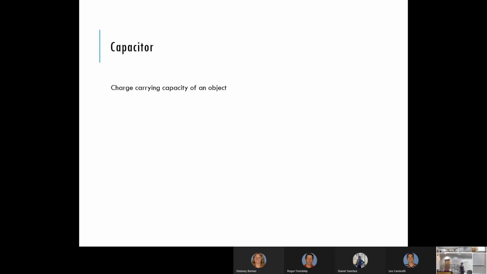If you hear like, okay, well, what is capacitance in reality? You can think of it as a measure of how much charge can be stored by the circuit element. So charge carrying capacity of an object.